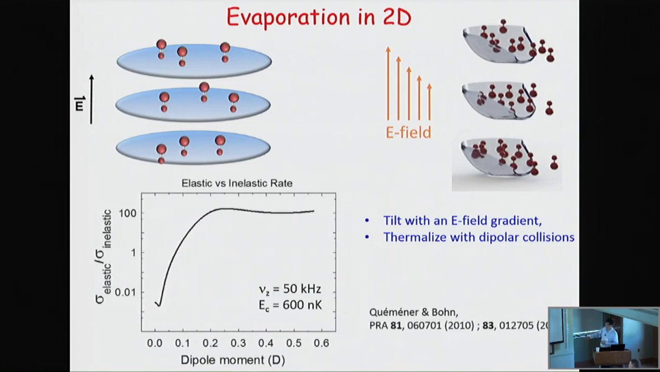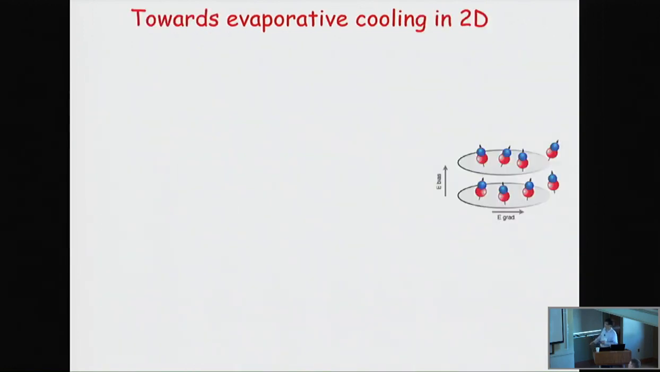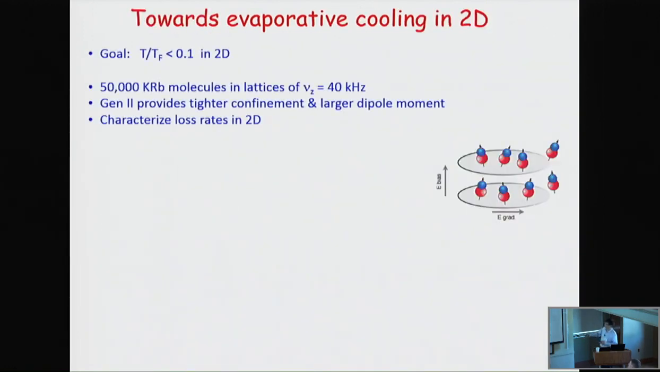And then early on, John Bohn and Goulven Quéméner calculated, for example, that the elastic versus inelastic rate can exceed a factor of 100 once the dipole moment exceeds 0.2, 0.25 debye or so, in a trap that we can now realize in the lab. So towards evaporative cooling, we have 50,000 molecules loaded in this optical lattice with a 40 kilohertz vertical trap frequency.